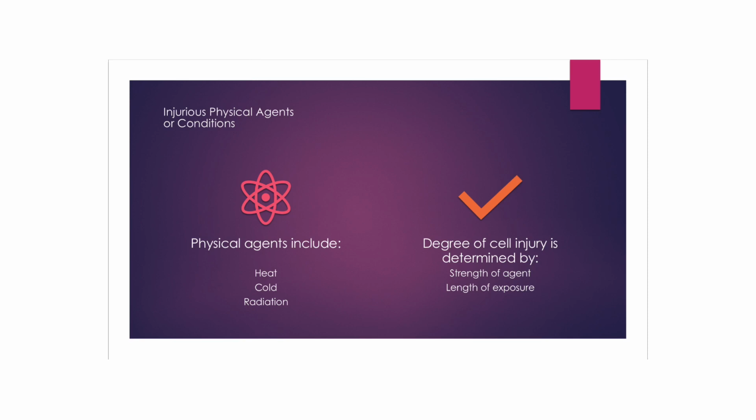Additionally, you can also have injurious physical agents or conditions. So the physical agents include heat, cold, and radiation. Excessive heat can cause cellular injury and death. Excessive cold, you've heard of frostbite. Frostbite can certainly cause tissue damage, and that tissue damage occurs because of cell damage. That cell damage occurs because it's too cold. And radiation, of course, can cause different types of cellular injury. The degree of cellular injury is determined by the strength of the agent and the length of exposure.